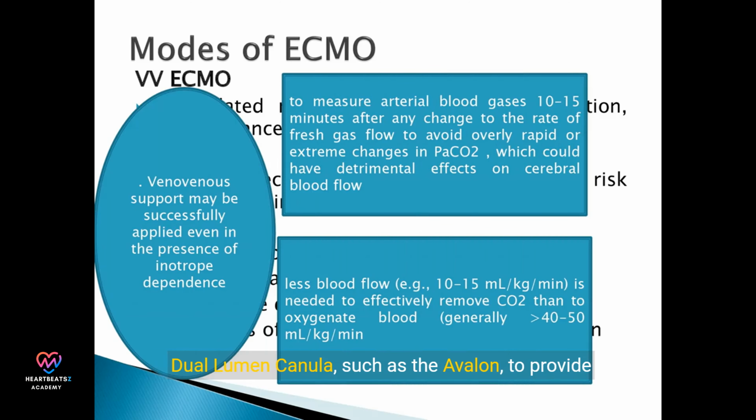Weaning from VA ECMO is more complex and involves assessing both cardiac and respiratory function. Criteria for withdrawal include stable hemodynamics and adequate oxygenation. The criteria for withdrawal of ECMO support include stable hemodynamics, adequate oxygenation, and the resolution of the underlying condition.